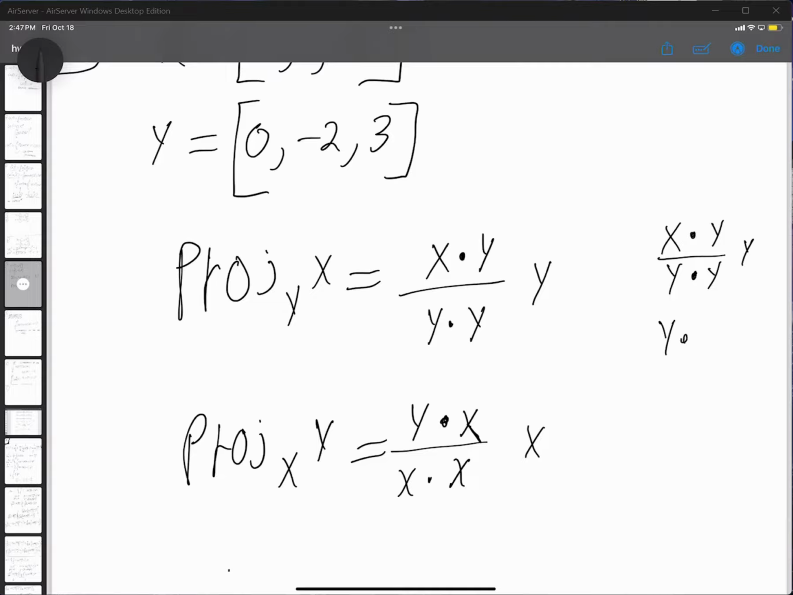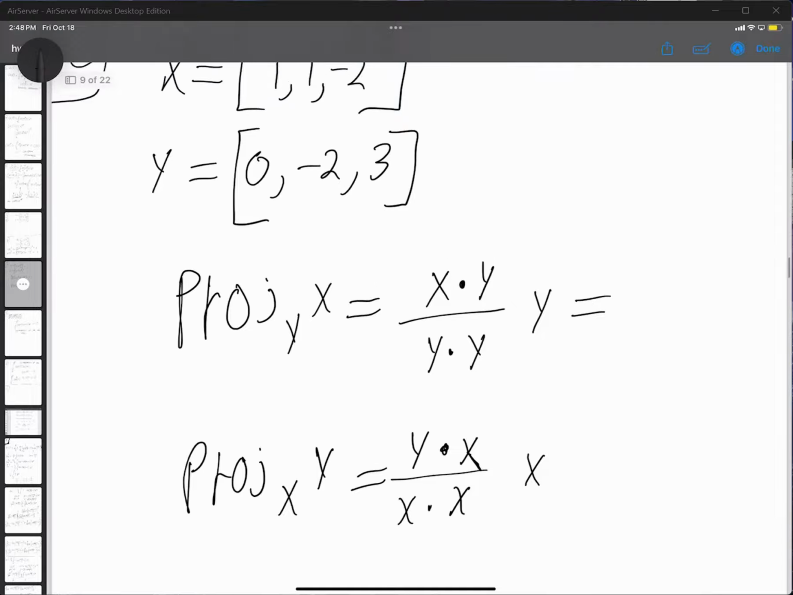Just a good formula to remember. It's not bad to remember. You're just swapping the variables when you switch what you're projecting. Anyways, x dot y. We actually did that earlier, but we can do it again.